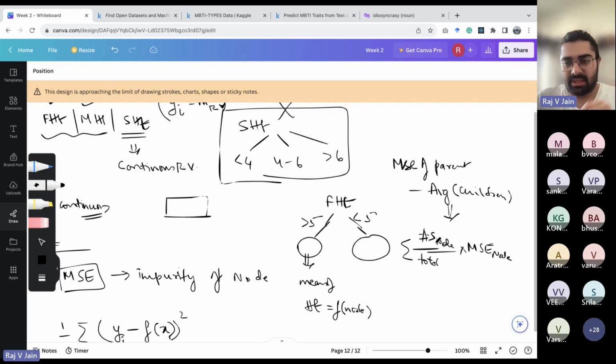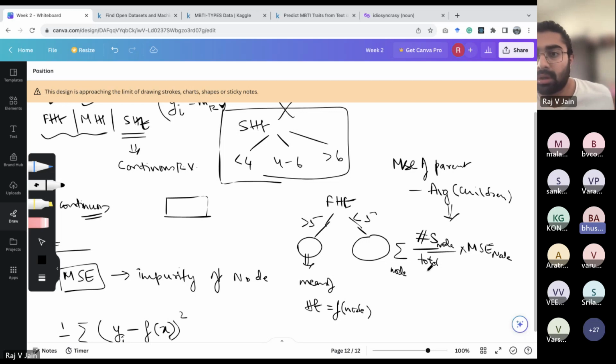Is this fine? Is this clear? Any other doubts here? What is written here? Sigma over the nodes. What is this? No, not A, sorry, that's the symbol for number. Okay, hashtag: the number of samples that belong to this node, divided by the total number of samples, summed over all possible child nodes, multiplied by the MSE.